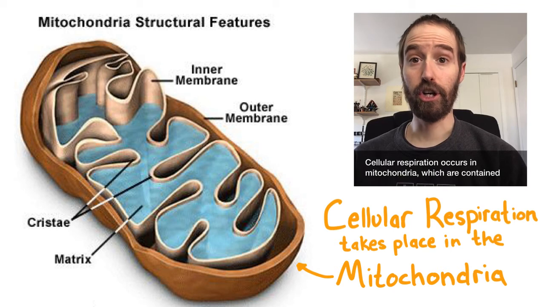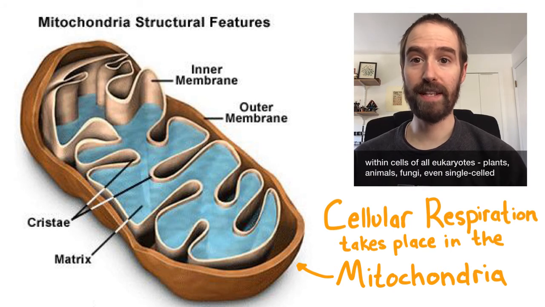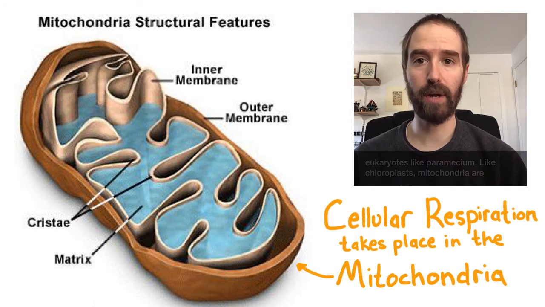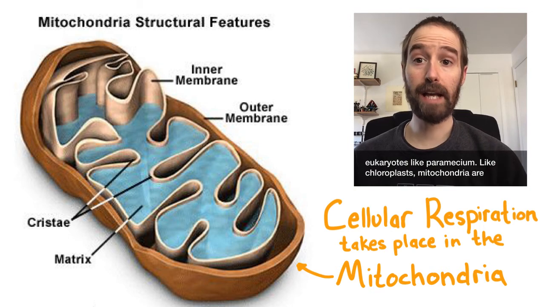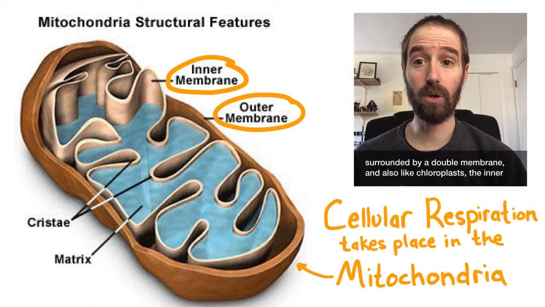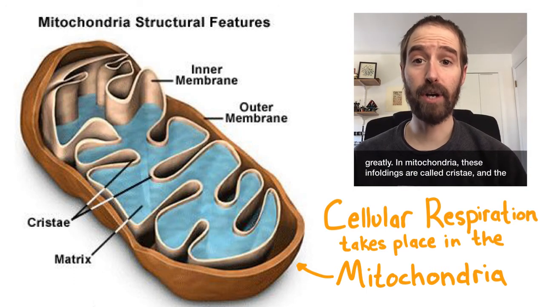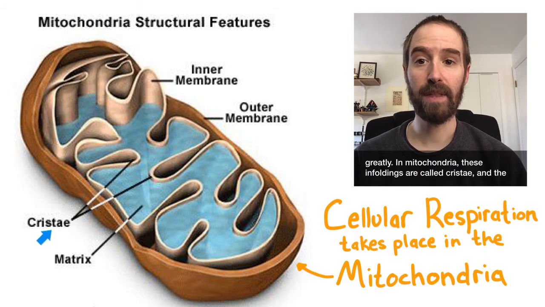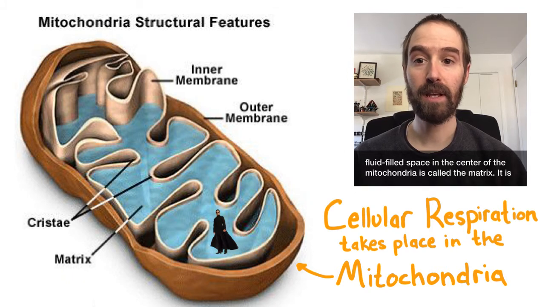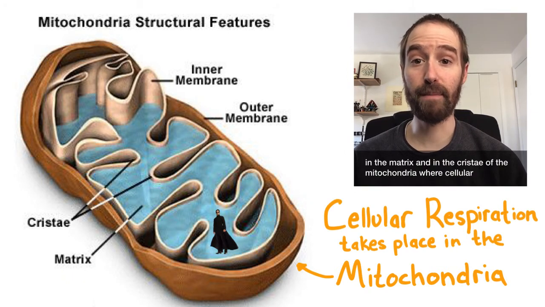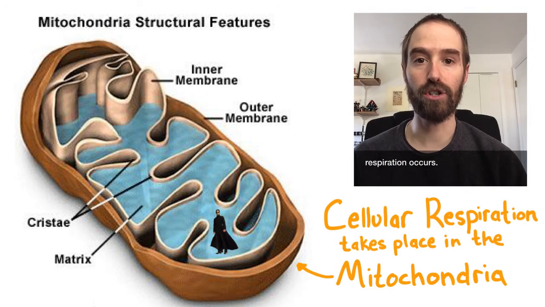Cellular respiration occurs in mitochondria, which are contained within cells of all eukaryotes: plants, animals, fungi, even single-cell eukaryotes like paramecium. Like chloroplasts, mitochondria are surrounded by a double membrane, and also like chloroplasts, the inner membrane is highly folded, although the shape of these folds differs pretty greatly. In mitochondria, these infoldings are called cristae, and the fluid-filled space in the center of the mitochondria is called the matrix. It is in the matrix and in the cristae of the mitochondria where cellular respiration occurs.